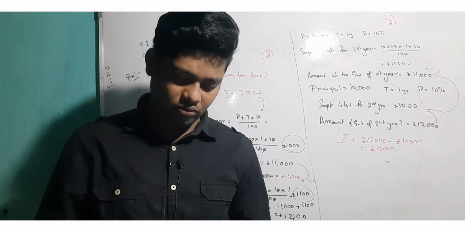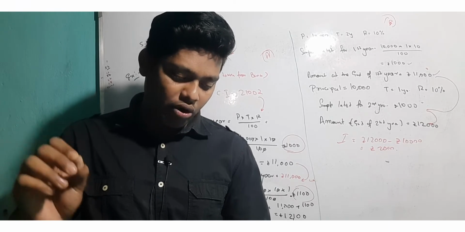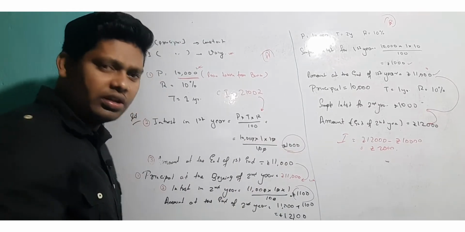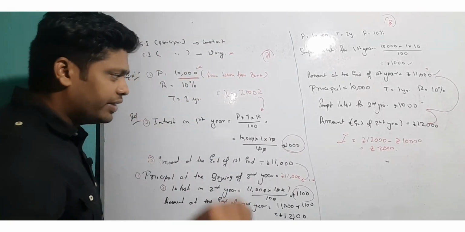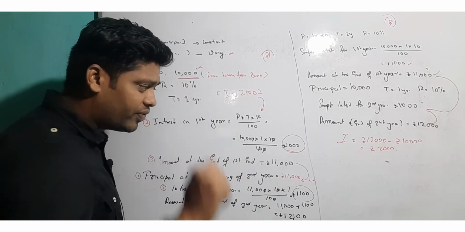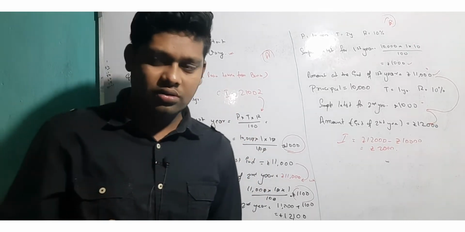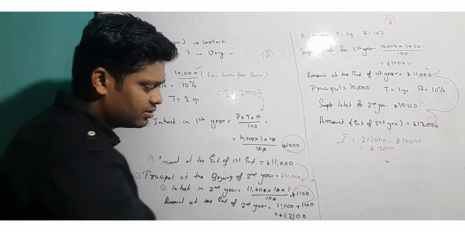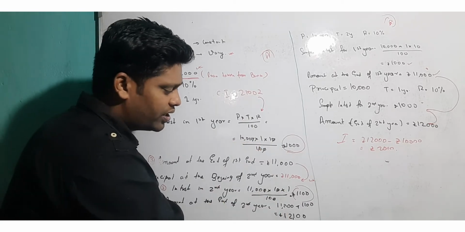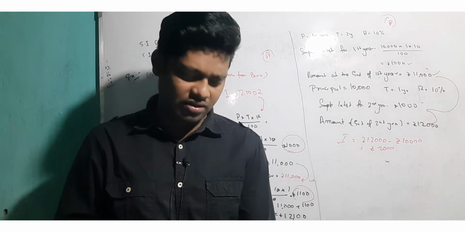Next one, they are asking the compound interest for the third year and the amount at the end of the third year. Compound interest at the third year means you have to do the third year calculation, then the same thing. The amount at the end of first year is 11,000, and the compound interest at the end of first year is 11,000 minus 10,000, 1,000, clear. Amount at the end of second year is 12,100. Compound interest at the end of second year means 12,100 minus 10,000, so 2,100 is the answer, clear. This type of question will come very easy.